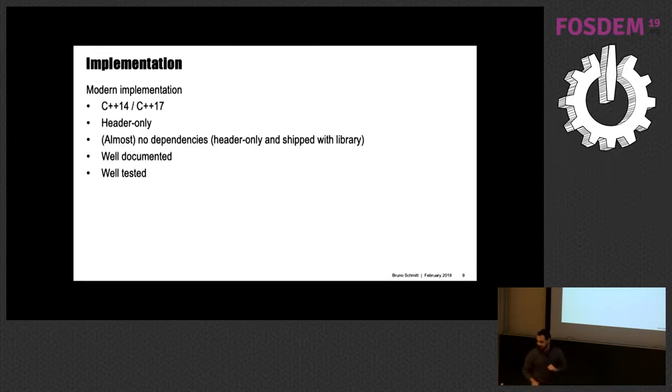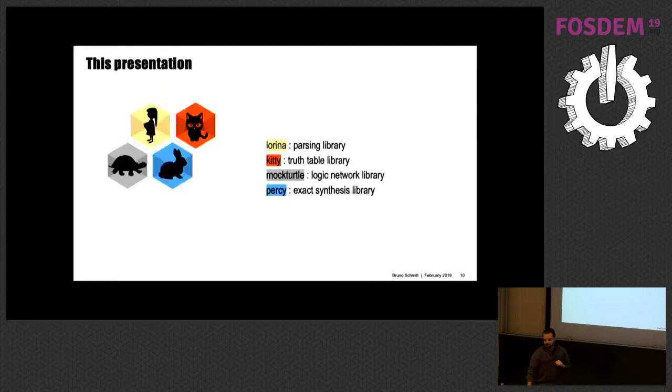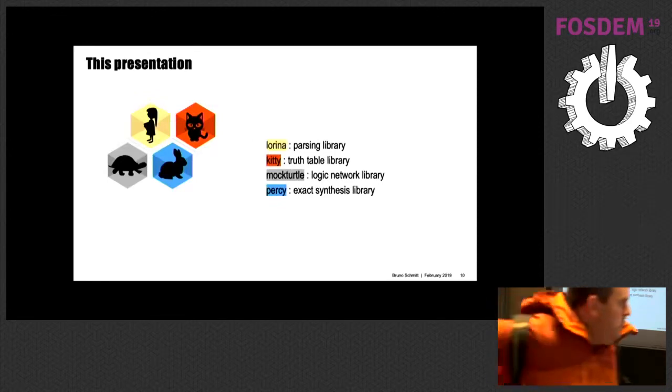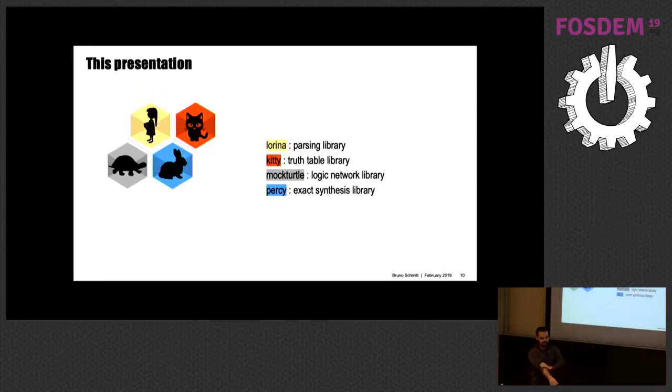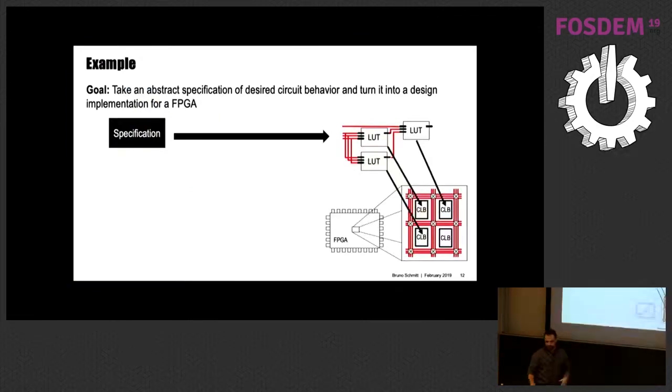It's a hard thing. So for this presentation, because of the time limit, I will only focus on these 4 libraries and show you how you can compose these 4 libraries to go from a specification to a LUT mapping that can then be given to place and route and then put on our FPGA. So let's move on to the example.